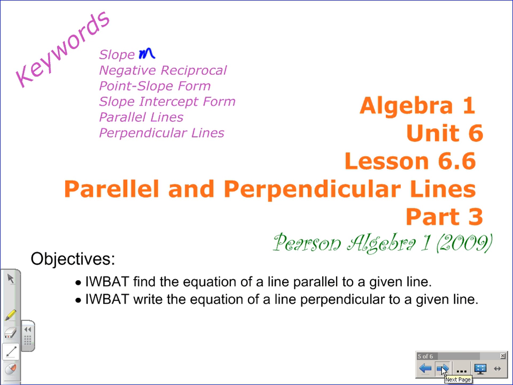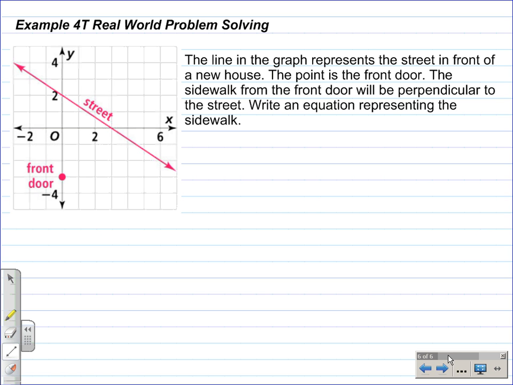As we move into example 4T, real world problem solving. The line in the graph represents the street in front of a new house. The point is the front door. The sidewalk from the front door will be perpendicular to the street. Write an equation representing the sidewalk.